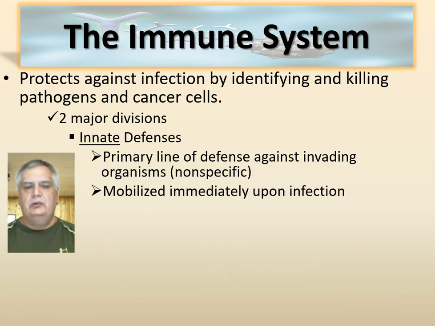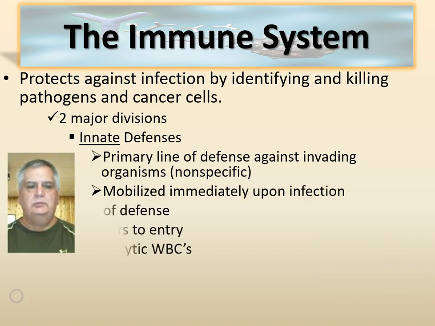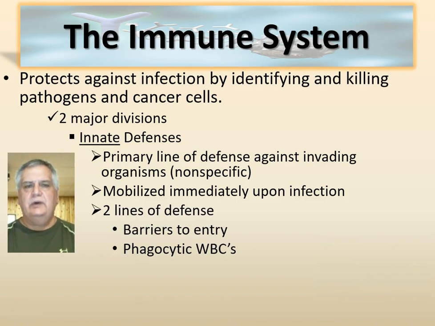The innate defenses are mobilized immediately upon infection. We don't have to wait around for a period of time in order for the innate defenses to take effect or have an effect on pathogens. The innate defenses are divided themselves into two subdivisions. These make up the first, what we would call, two lines of defense of the immune system. These first two lines are referred to as barriers to entry and the phagocytic white blood cells. And in just a few minutes, we're going to be taking a look at each of them.